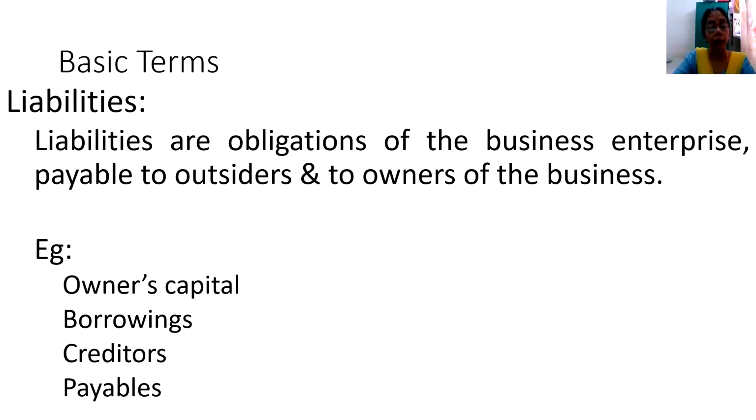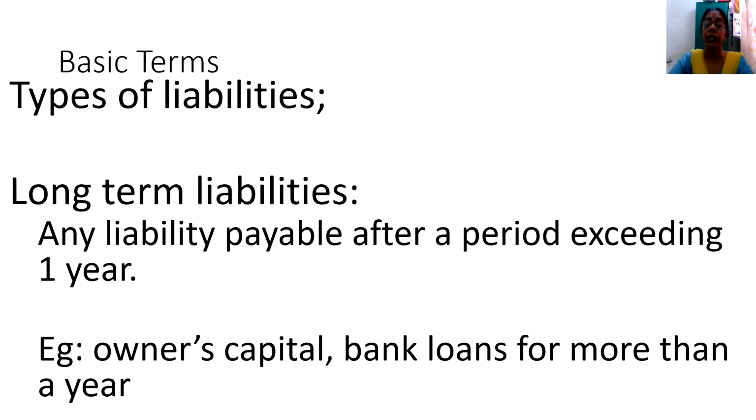So here, liabilities represent the sources of funds and they also represent the obligations of the business enterprise which need to be payable both to the owners as well as to the outsiders of the business. So we can cite owner's capital, borrowings, including creditors and bills payable, to be the examples for liabilities. Let us examine what are the various types of liabilities that we can think of.